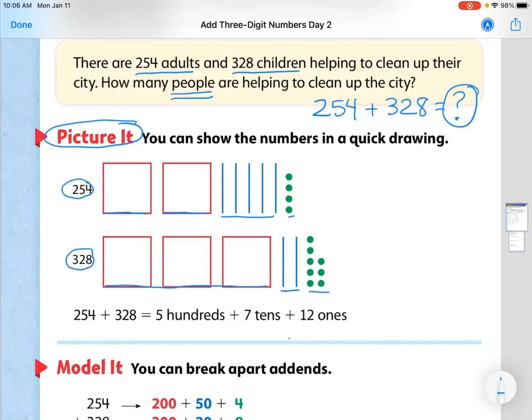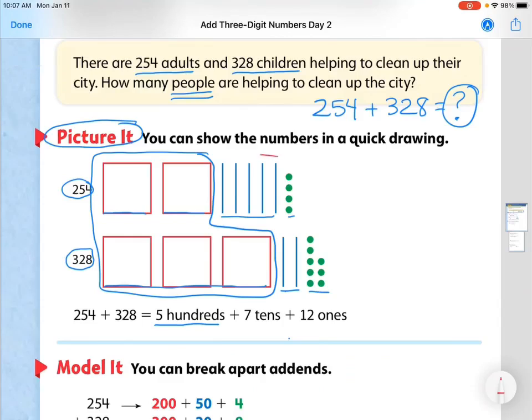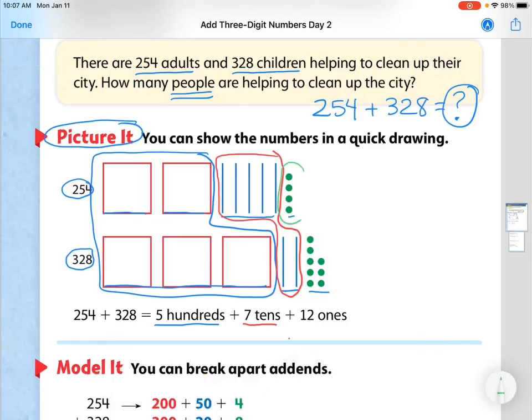When we add those all together, we're going to just look at the hundreds first. When I add 200 plus 300, I get 5 hundreds. When I look at the tens place and add those tens together, I have 5 tens plus 2 more tens, and 5 plus 2 is 7. So I have 7 tens. And then when I add my ones place, I have 4 ones and 8 ones. And 4 plus 8 is 12 ones.